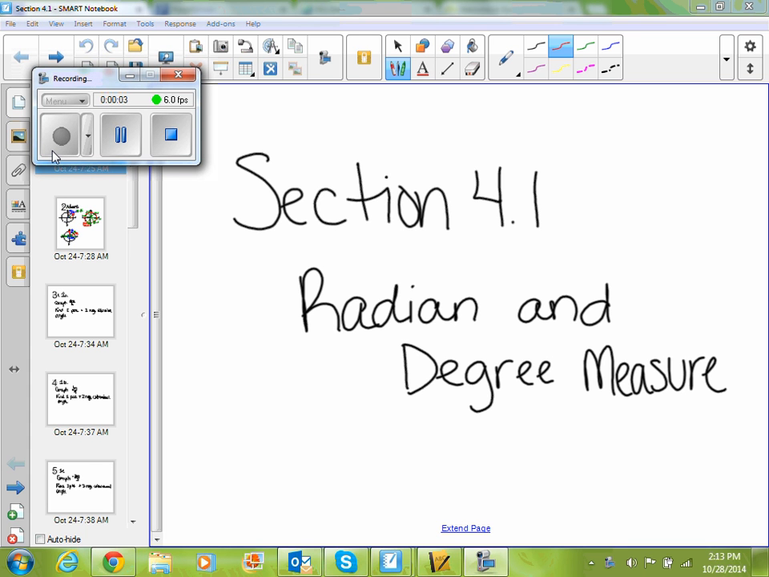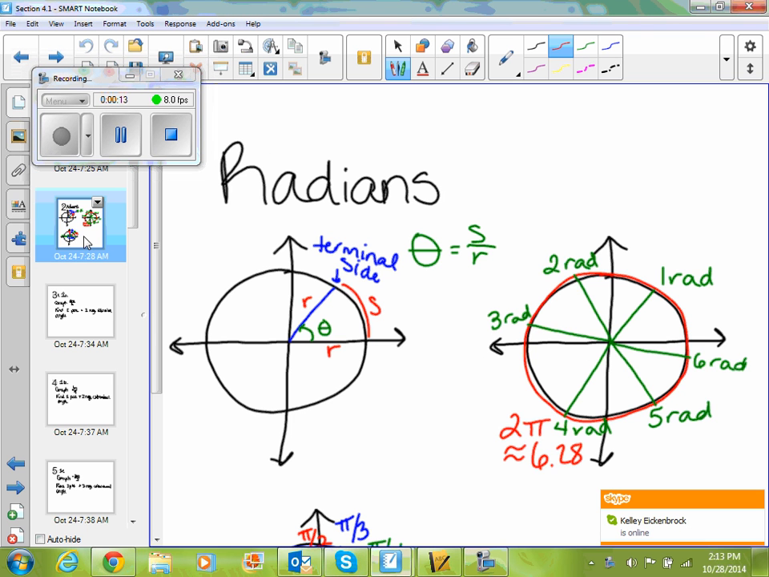So today we're going to go over section 4.1, which is radian and degree measure. Part of knowing what radian and degree measure is comes from our unit circle. So if you have your unit circle picture, you're going to want to get it out because we're going to look at what radian actually means.